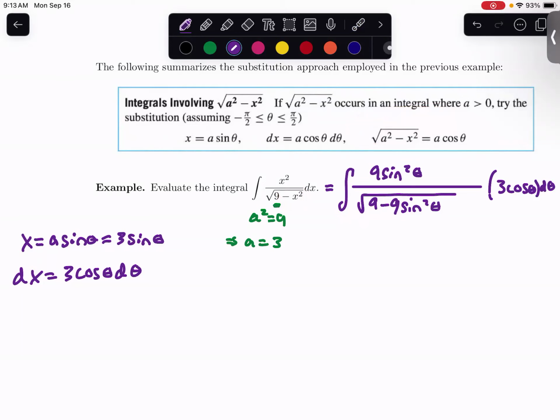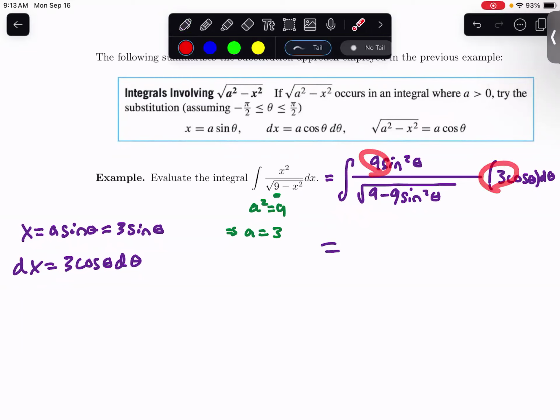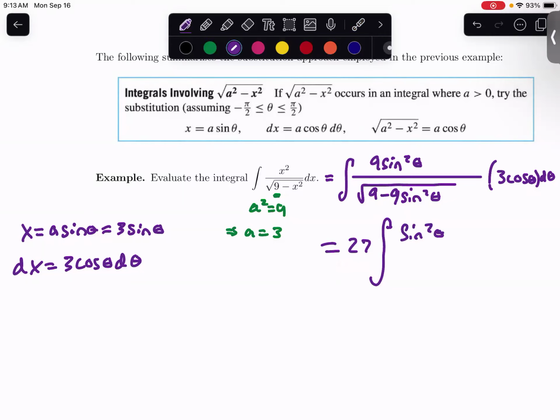So already it's a little bit messier than the previous problem. Let's see what ends up happening here. We have a 9 times 3, so we'll have a 27 we can bring outside of the integral. You can factor out a 9 from within the square root and then bring out a 3, so this will be over 3. But I kind of do things one step at a time, so we're just going to leave it like this for now. We have sine squared theta times cosine theta d theta. Actually, before I do that, let's do it like this.